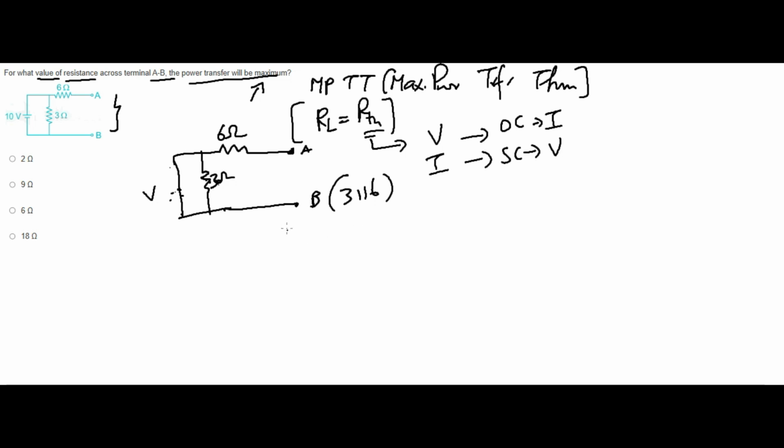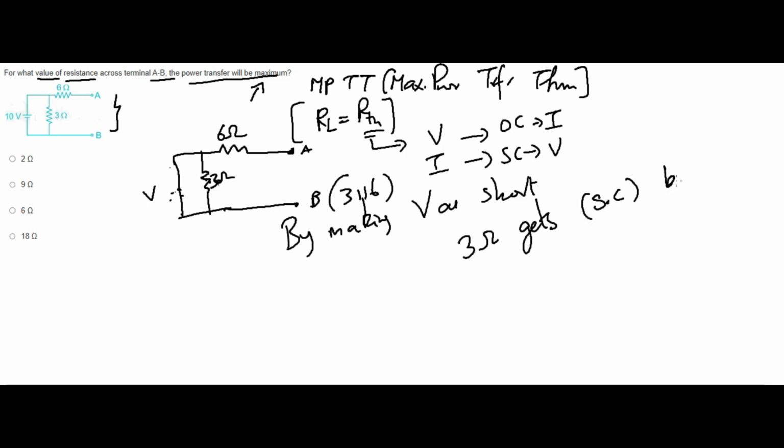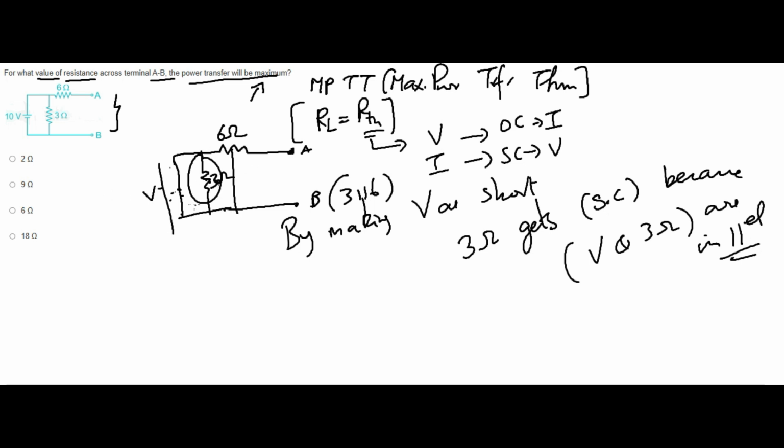So let me write: by making the voltage a short, the 3 ohm gets short circuited because the voltage and 3 ohm are in parallel. This is the simple form. Since the voltage has to be short circuited, this will be shorted, so finally you will get the 6 ohm only. This is the equivalent circuit. So if there is 6 ohm, you will get the highest power transfer.